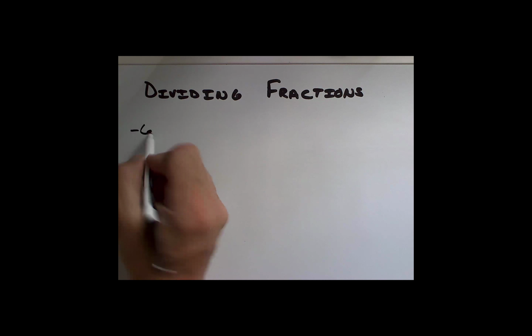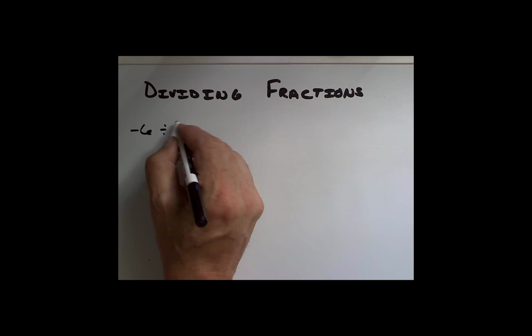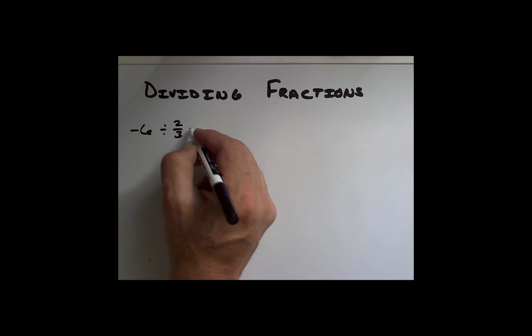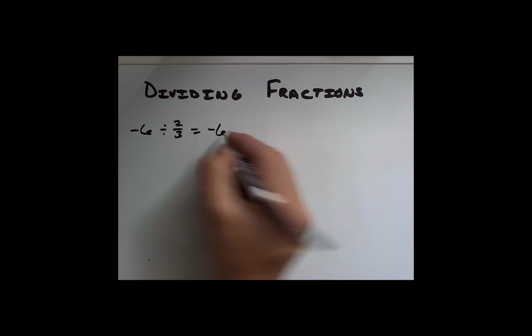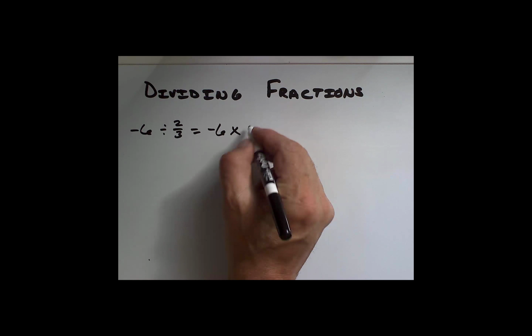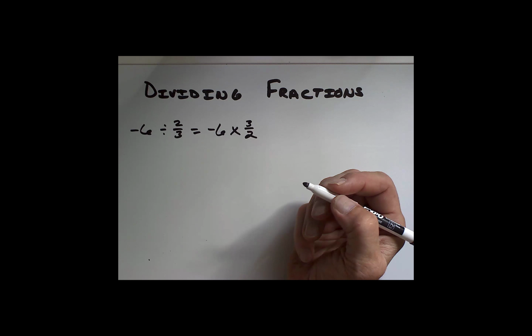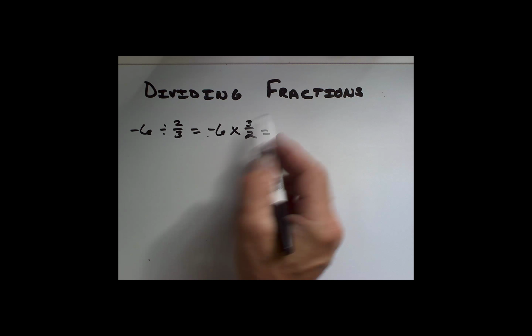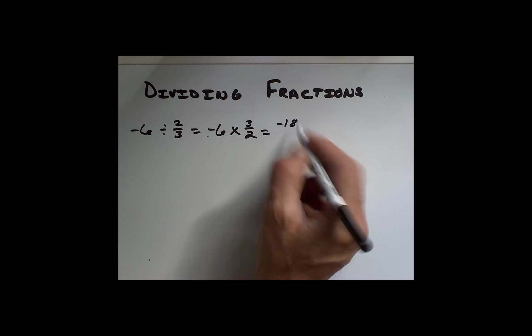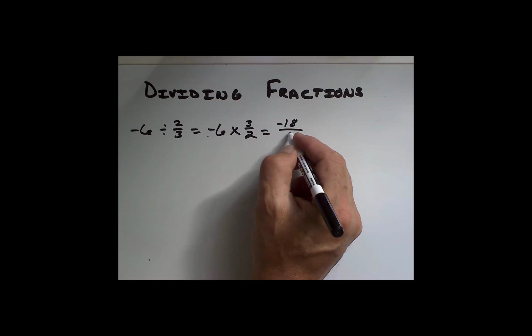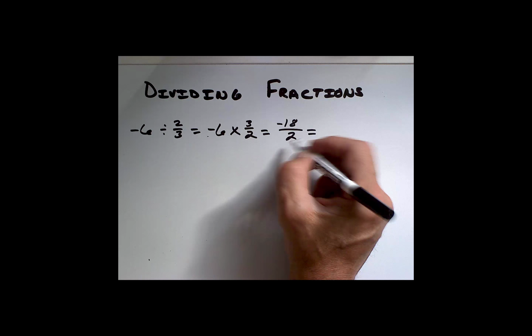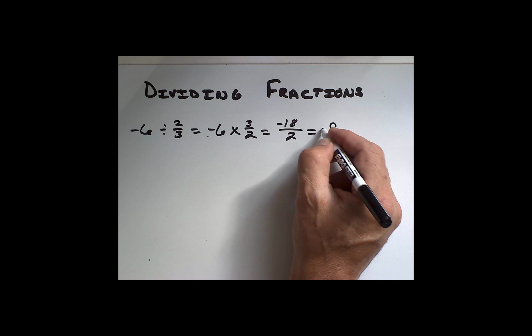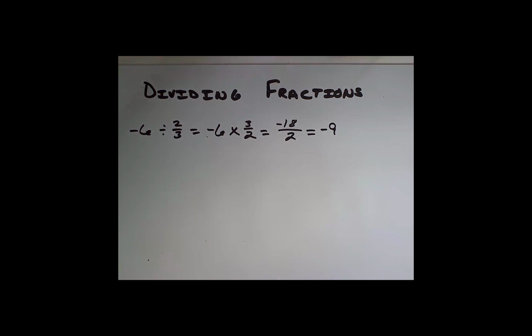Let's look at another example. Let's say -6 divided by 2/3. Again, we can take the reciprocal of 2/3 and multiply it by -6. -6 times the reciprocal of 2/3, which is 3/2. This would equal -6 times 3 would be -18. And then we just bring our 2 across, it would be -18/2. Or we can reduce this. 2 goes into 18 9 times, and we carry our negative. So -6 divided by 2/3 equals -9.